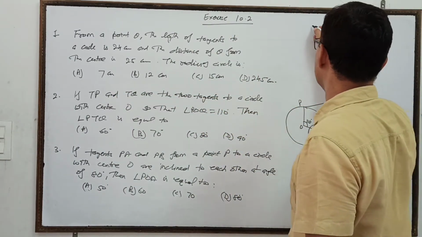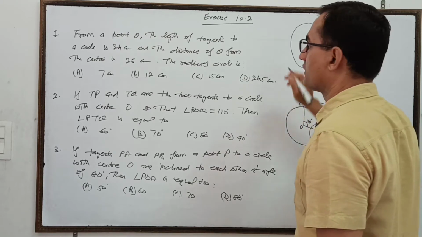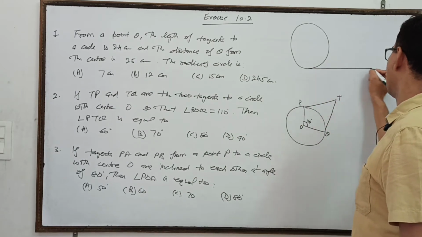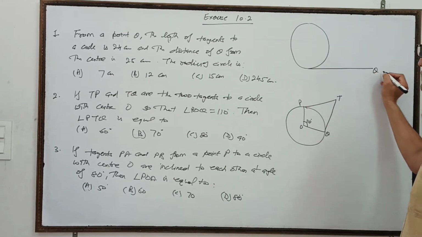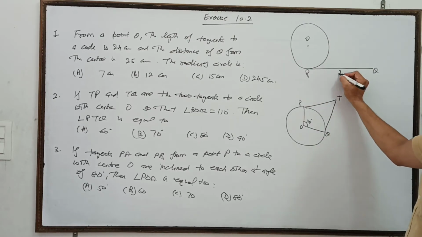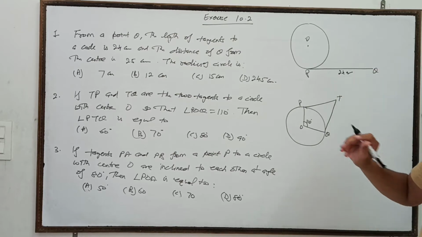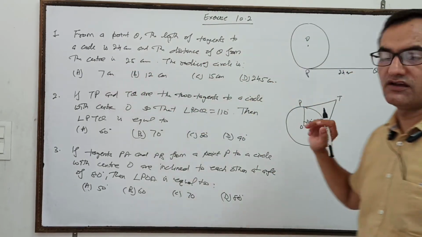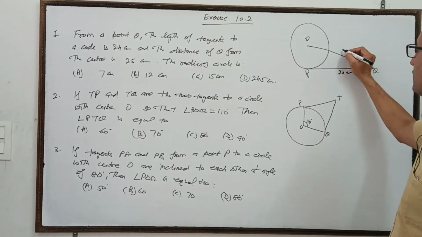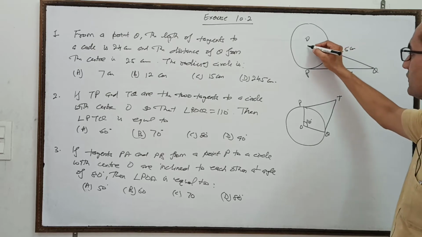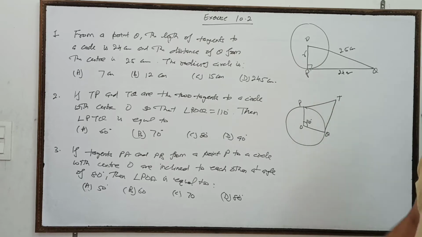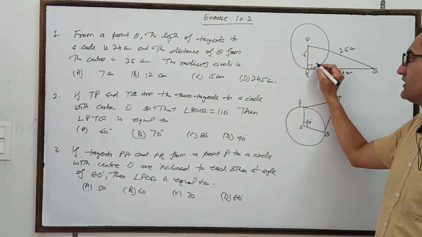First of all, draw the diagram. This is the circle. Length of the tangent is 24. This is Q. This is P, and this is center. Length of the tangent is 24 centimeter, and the distance of Q from the center, center से जो Q का डिस्टेंस है, this is 25 centimeter. You have to find the radius. Radius is R. The angle between radius and tangent is 90 degree.